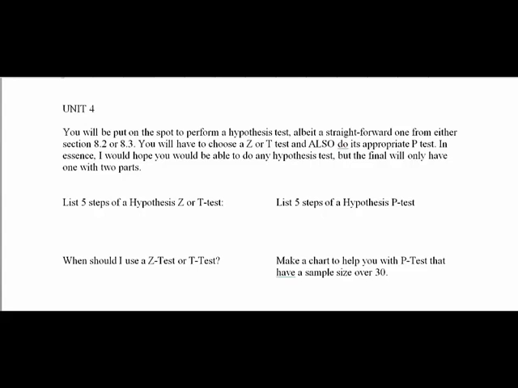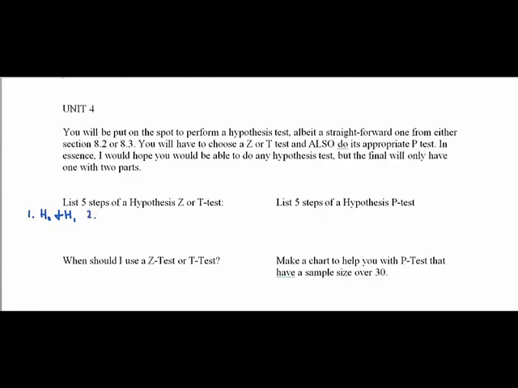We're going to start off by just talking about the 5 steps of the hypothesis test. We're going to take a look at these 5 steps and then talk about what we're going to do with the p-tests. So the first step in a hypothesis z or t-test is to label the null and the alternative hypothesis. I use H sub 0 and H sub 1 for the null and the alternative.